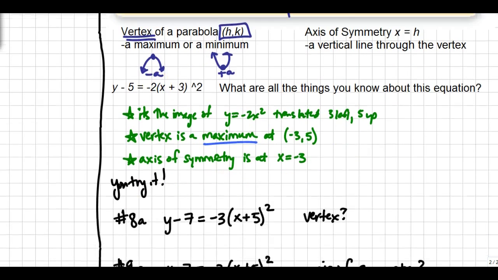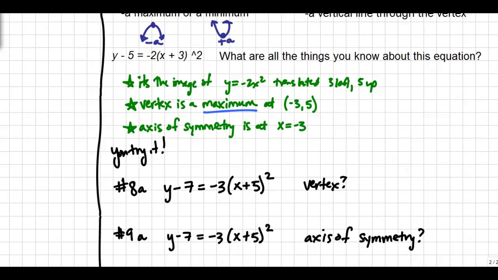So now I want students to give it a try. Questions 8a and 9a ask you to identify the vertex and the axis of symmetry for this equation. Go ahead and give that a try. Pause the video. Answers will be displayed shortly.